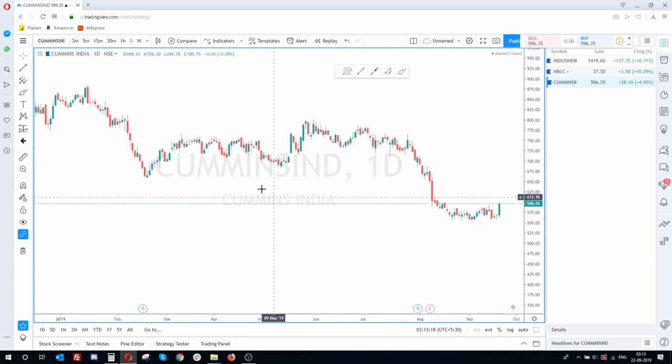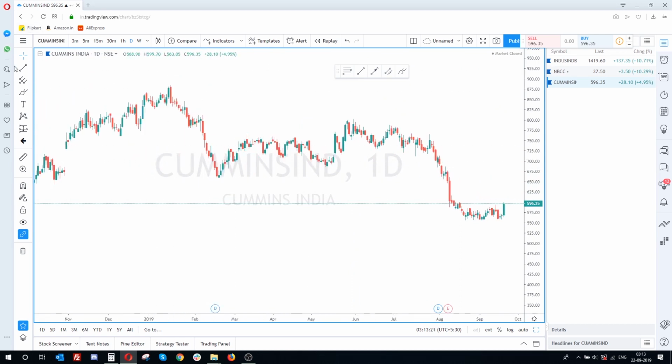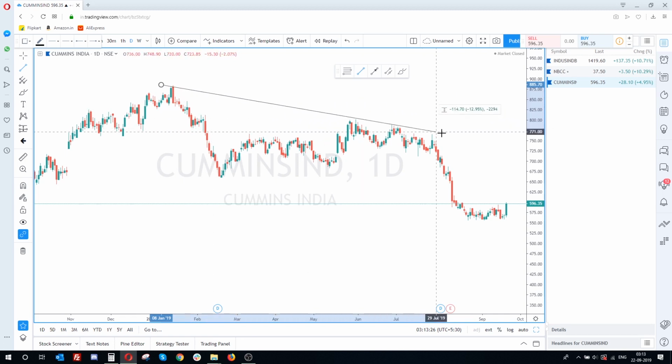Okay, so this is Cummins India, and what I see is that this is a rejection.